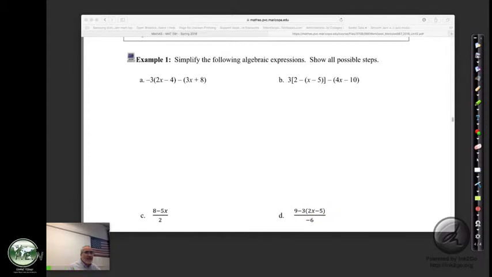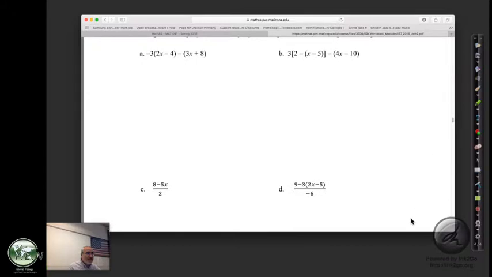So actually, before I get writing, I'm going to move this up a little bit more so I have a little bit of workspace down there.